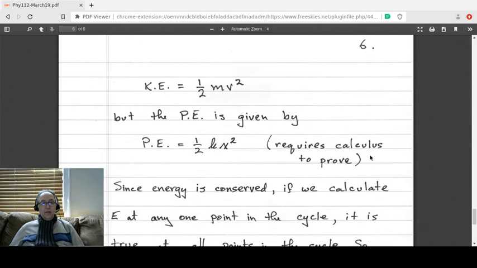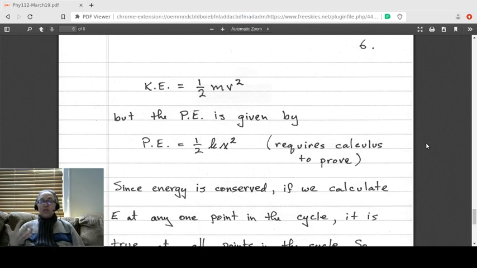But now we can ask, what's the kinetic energy given by and what's the potential energy given by for an oscillator? Well, the kinetic energy is the same for all objects that are moving. It's 1/2 mv squared. That's no different whether it's an oscillator or just a car going down the street. But the potential energy for an oscillator is the potential energy due to the spring being stretched.